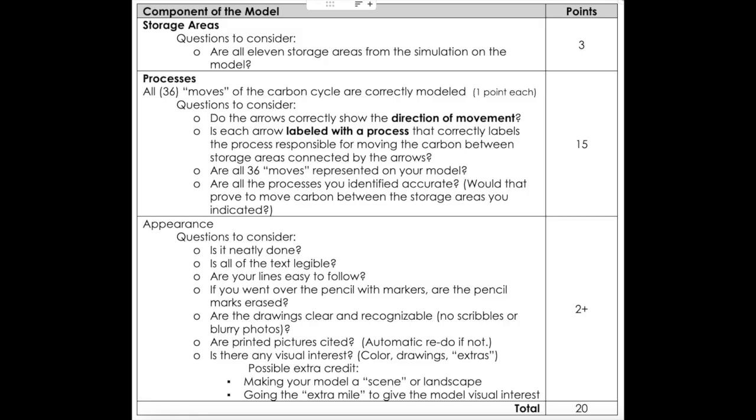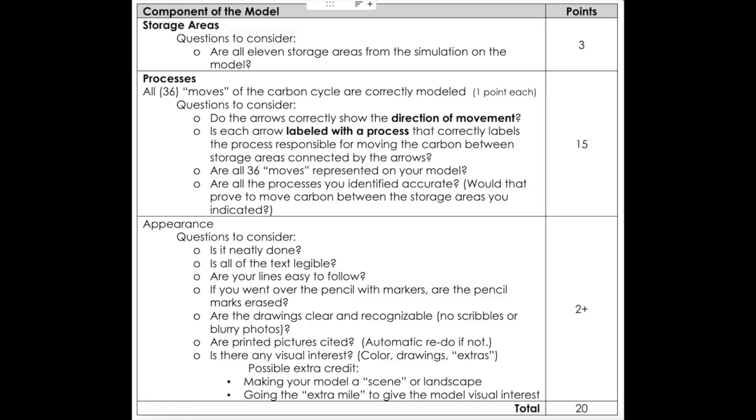All 36 processes that you use to transport carbon should be on there with their appropriate label. So you've got to have a point on your arrow. You should have the number of the roll that it was and the process label. When I grade these, I am mostly looking for, could carbon move from one storage area to another storage area via the process that you have? So without the arrows and without the processes, I can't really grade it.